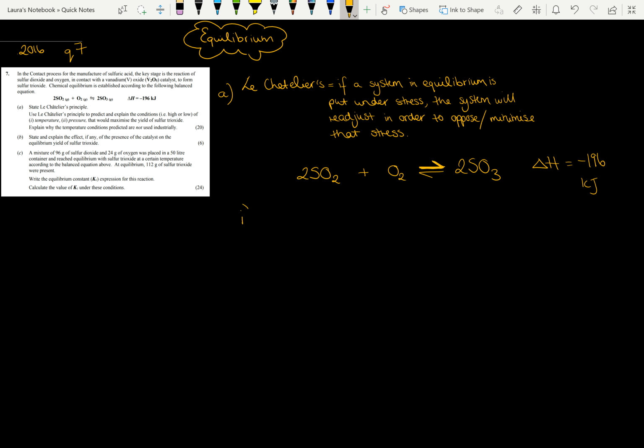So let's have a look at temperature first of all. Now, we need to have a look at this delta H in order to help us understand what's happening with this reaction. So with the delta H, we know that that is an exothermic reaction. So we know that that forward reaction is exothermic. So if we want to make sure that the exothermic reaction is favored, that's the reaction that gives out heat, what we need to do is decrease the temperature. So we need a low temperature in order to ensure that the exothermic reaction is favored.